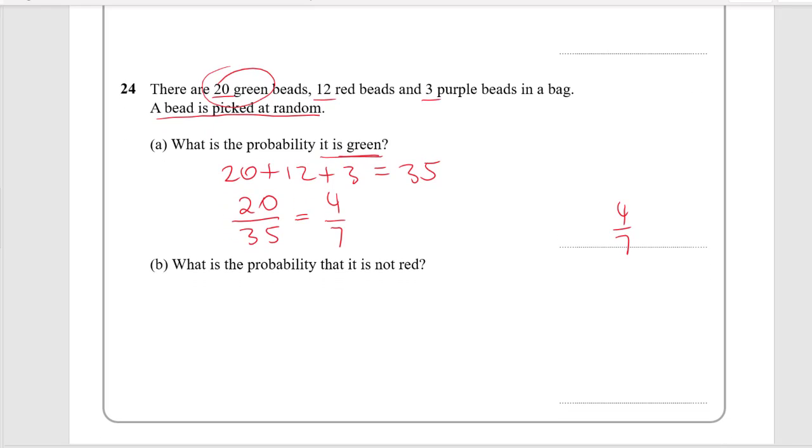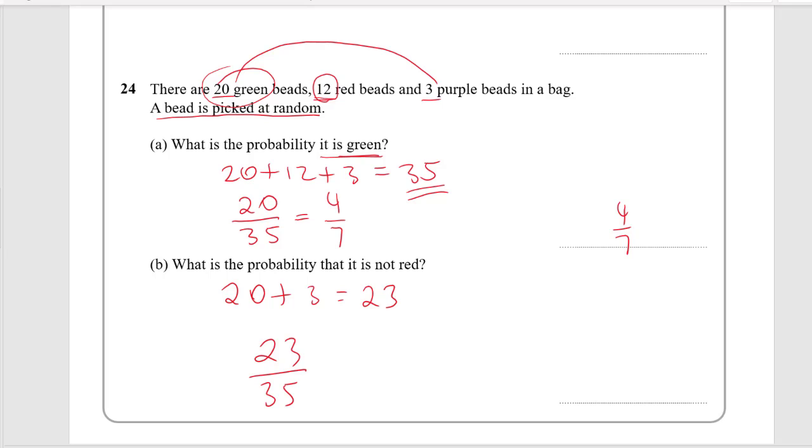What is the probability that it is not red? So red is 12 of them, so we're not going to include red in our probability. So let's just add green and purple. So green is 20, purple is 3, which gives 23. Okay, so 23 out of the total we have, 35, from before that we added up. So 23 out of 35 is the answer. So the probability of not red is 23 out of 35.